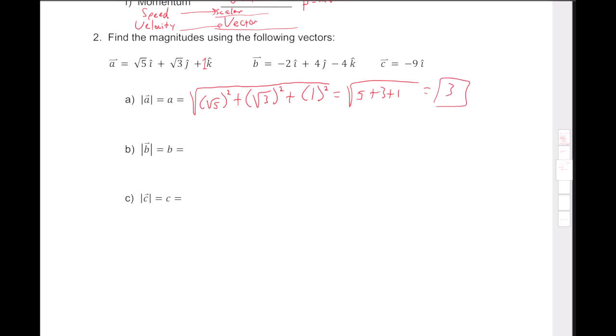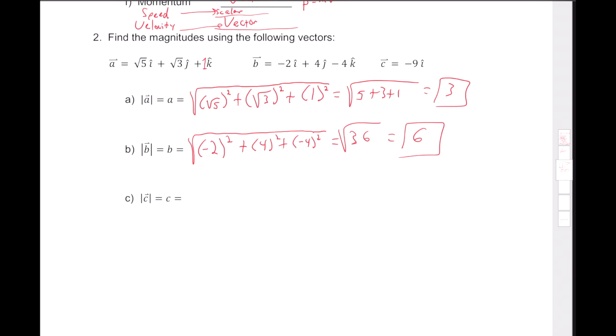Okay, well, let's try this for B. B throws in negative components, so things are a little spicier. You want to make sure you square the negative value. Don't square it and then add a negative. The order matters with that, or else you get something different. So that's 4 plus 16 plus 16, so that would be 36. Square root of that, and that is 6.